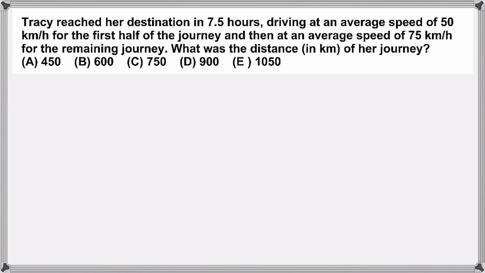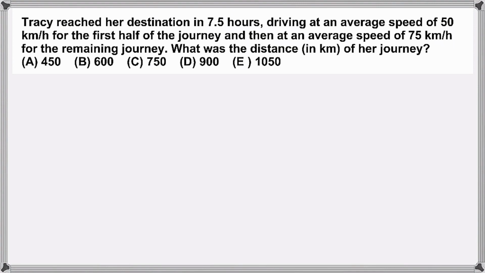Now what we'll do is scan through the options and see what option would make the most sense to check first. The option that we have chosen to consider first, we halve it, and then using the values of speed given for both the parts of the journey, we find the time taken to cover each part of the journey. Add them to see if it matches the total time that Tracy took to reach her destination, that is 7.5 hours.